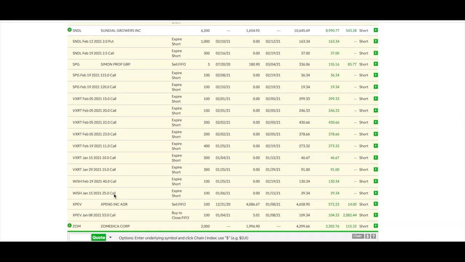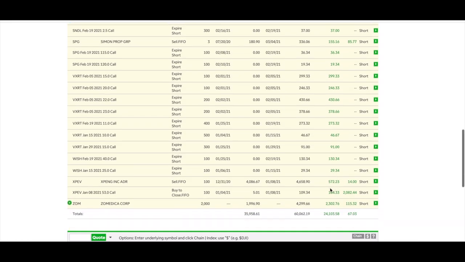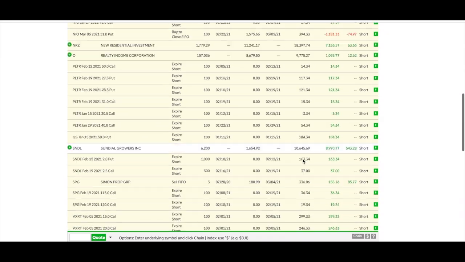And then Wish, I did another covered call. See, $29 and then $100 here. XPeng, $500. And Zomedica, I sold some shares. $2,000 I made. So it's mostly green.